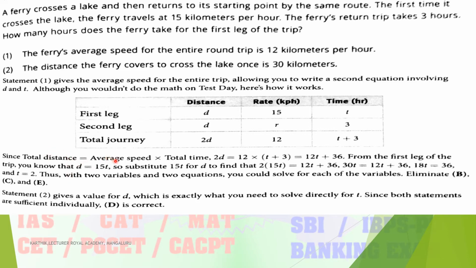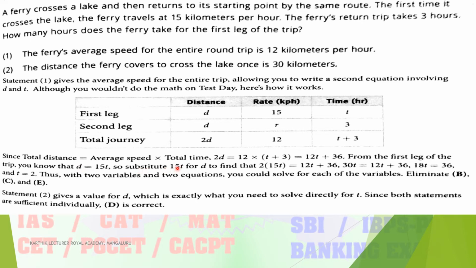Distance is equal to average speed into time, that is the formula. So 2D is equal to 12 into (T plus 3), which is 12T plus 36, since 12 times 3 is 36. This is the total journey information. From the first leg, what information is provided? Distance is equal to rate into time, so D is equal to 15 into T. D is equal to 15T.